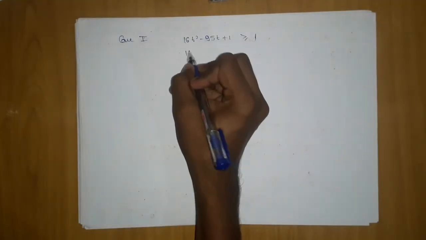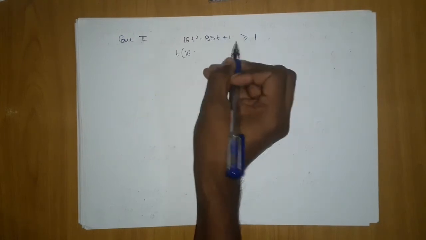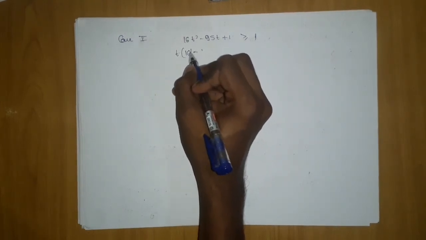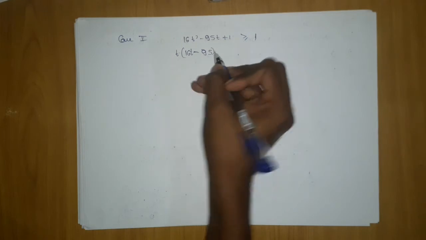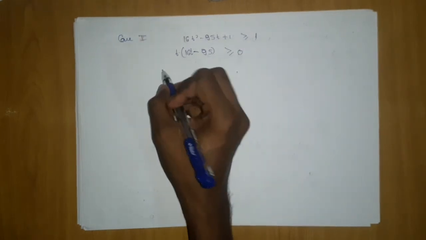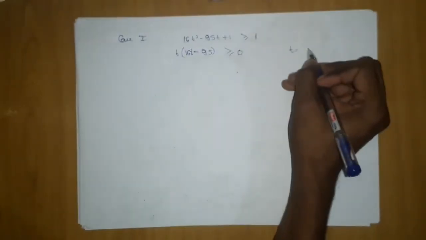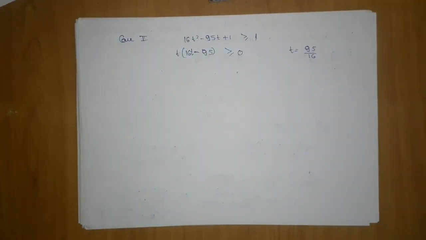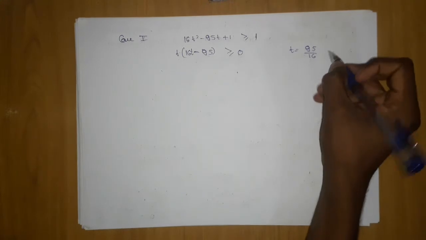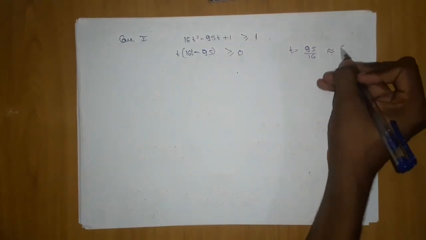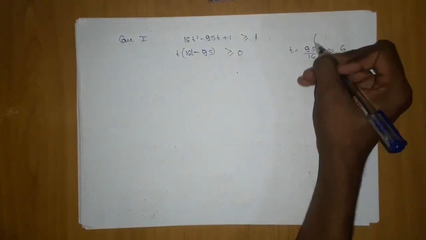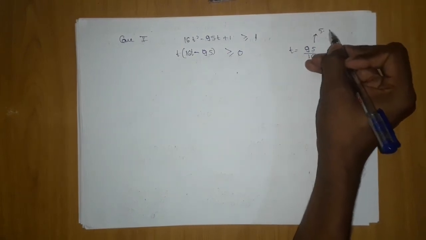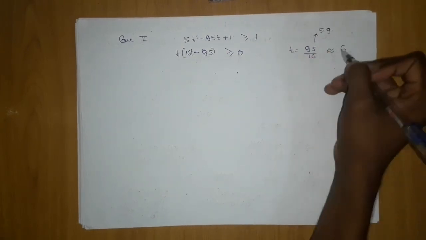Okay, which will give me 16. I will take t common: 16t, this one will cancel out, minus 16t minus 95 should be greater than or equal to 0. So if I plot, t is equal to 95 by 16. 95 by 16 we can approximately take as something like 5.9, so we will take it as 6.